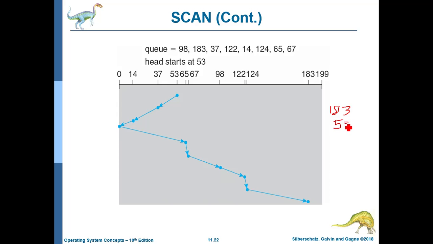And then next, 53 minus 0 is still 53. If you're going to compute it, 3 plus 3 is equal to 6, and then 8 plus 5 is equal to 13, carry 1, 1 plus 1 is equal to 2. So the total head movement is 236 cylinders. So that is SCAN. As you can see, which is better compared with first come first served? Of course, SCAN is better because it only has 236 total head movements compared with FCFS, which is 640 cylinders.